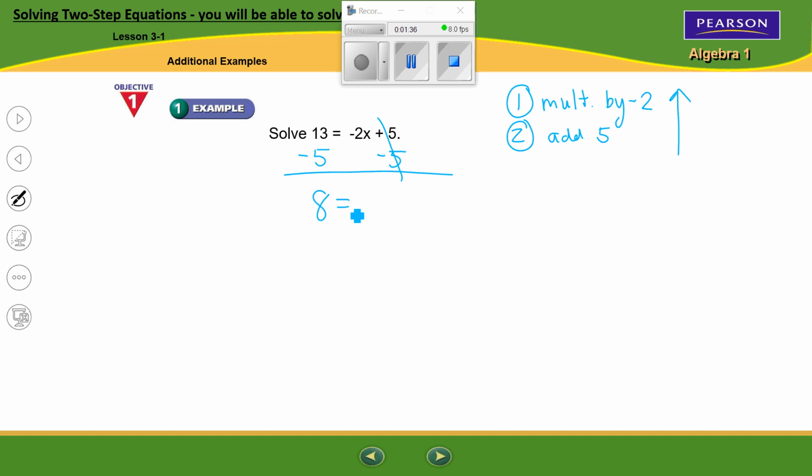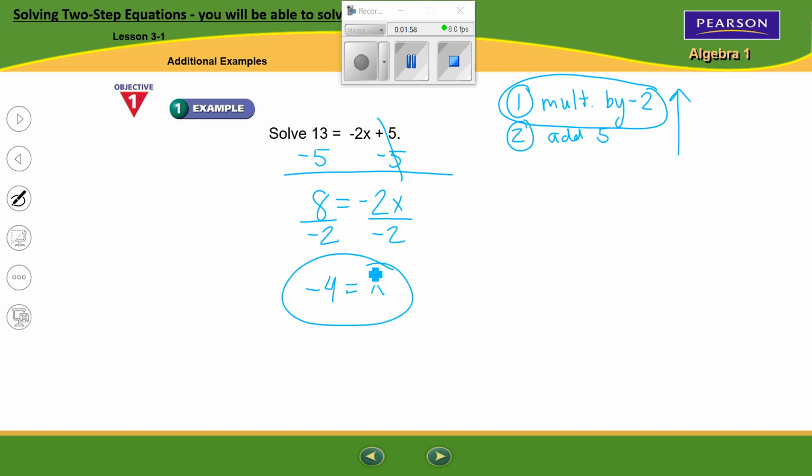Bring down the equal sign, bring down the negative 2x. What I've got left now is this step, where the x is being multiplied by negative 2. The exact opposite of that is division by negative 2. 8 divided by negative 2 is negative 4, so the unknown value of x is negative 4.